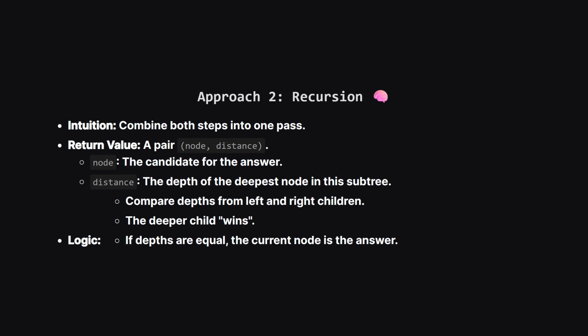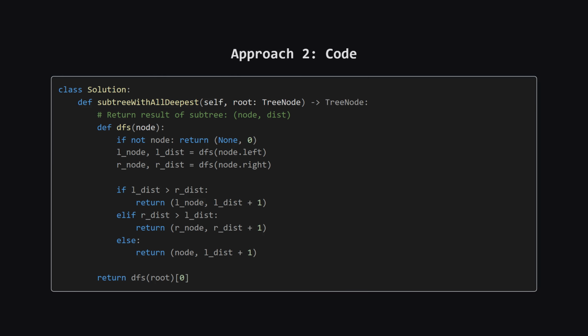Okay, now for the second method, which the editorial calls recursion. This is often cleaner. Instead of two passes, we do it all in one go. Our recursive function will return two things: the best candidate node found so far, and the actual depth of the deepest node in that subtree. By comparing the depths coming from the left and right, we can decide instantly which node is the correct parent. And here's the code for that recursive approach.